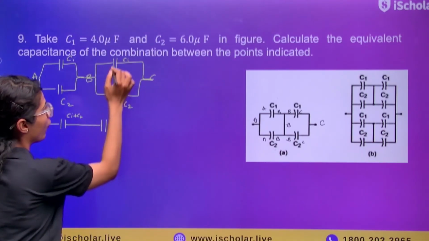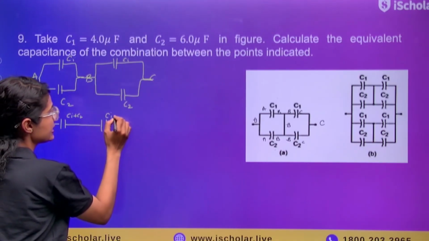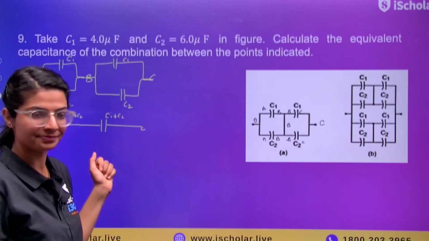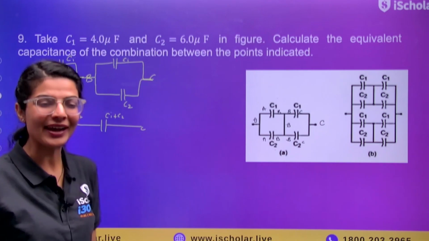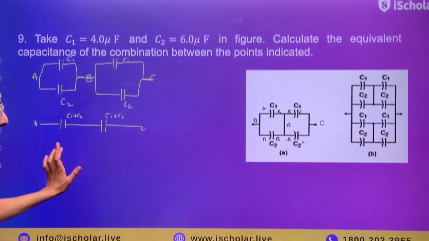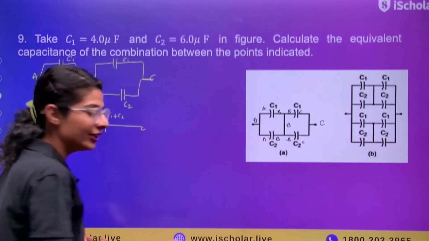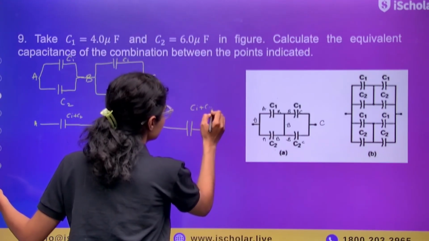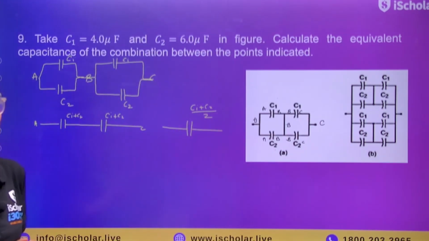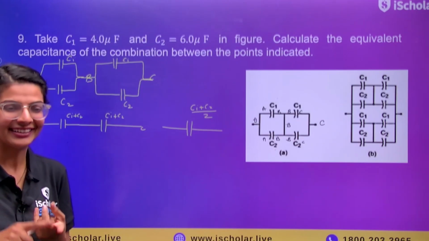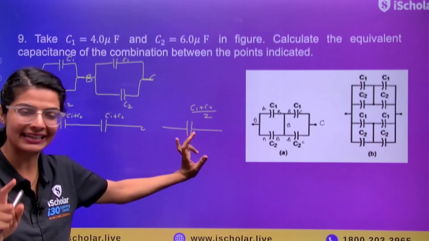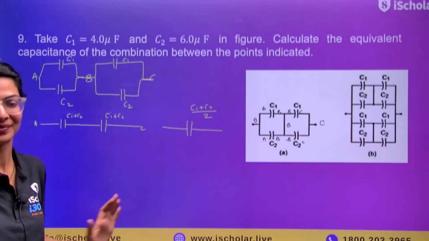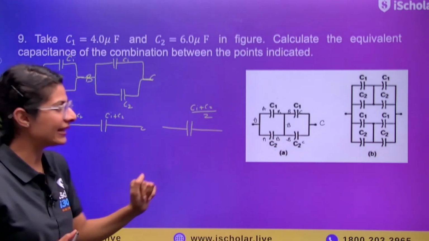And what will be the value between them? Again, C1 plus C2, and the value over here would be C. Now these two capacitances are in series, and we know that the resultant would be C1 plus C2 divided by 2, because they are identical, equal, and in series, I just did C equivalent by 2. Clear? Coming to the next question.